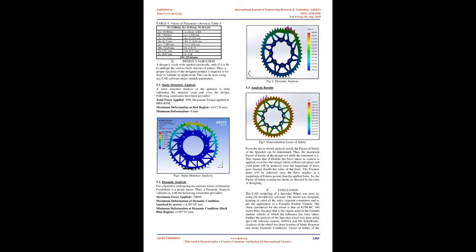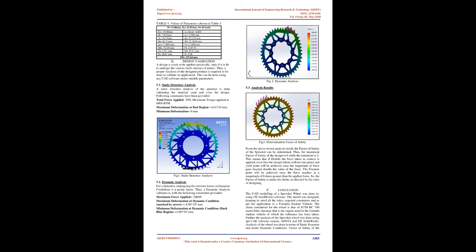5.1 Static structure analysis. A static structure analysis of the sprocket is done, validating the material used and even the design. The following constraints have been provided. Total force applied 30 N, maximum torque applied at 6,000 rpm. Maximum deformation at the red region equals 0.01739 mm. Minimum deformation equals 0 mm. Fig. 1, static structure analysis.